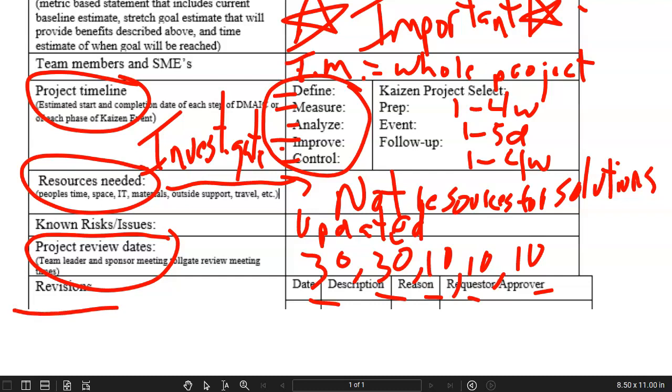And then I typically include revisions to the document, so that as the project changes and evolves and updates are made to this document, we can see those revisions in the revisions section.